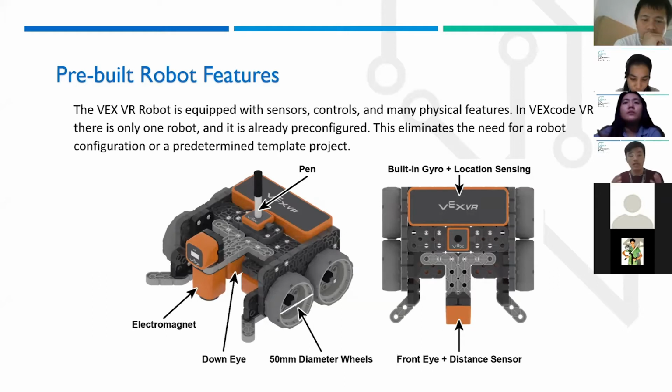But at this moment, we can't have physical contact or meet together. So we have here a pre-built robot to use. Again, as I've told you, it's equipped with sensors. You can see here an electromagnet, which uses magnetic force to lift the disc that is used in a challenge. You have a down eye camera, a front eye camera, and a distance sensor.